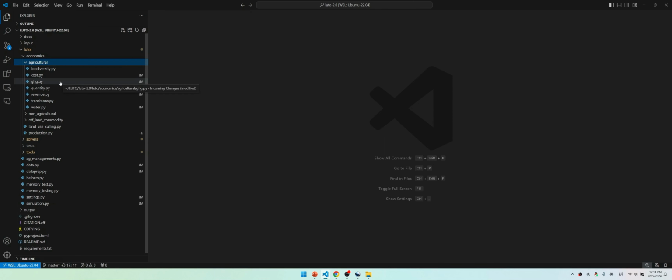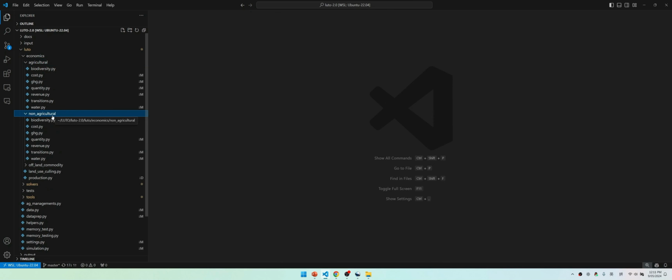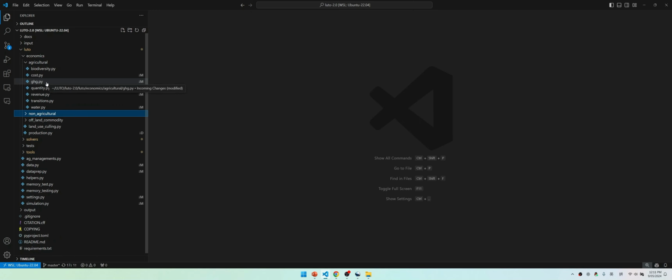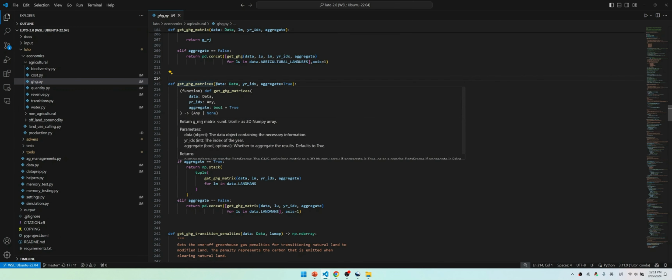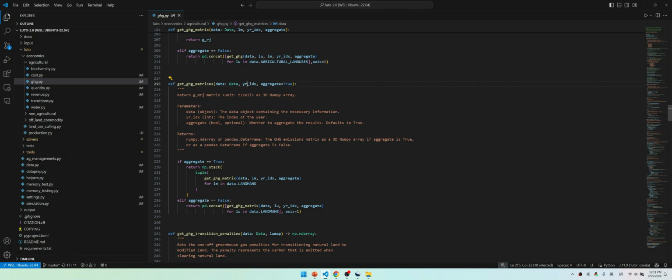Here we can find a ghg.py file. We can also find another GHG file under the non-agricultural subfolder, but those are logically the same. So let's get into this GHG file. Around line 200, we can find this function, get GHG matrices, which requires all the input data, a year, and a default aggregate argument. Let's observe this line. It will return a GMRJ. Please note this MRJ. This is the standard notation of how Luto describes the variable space.